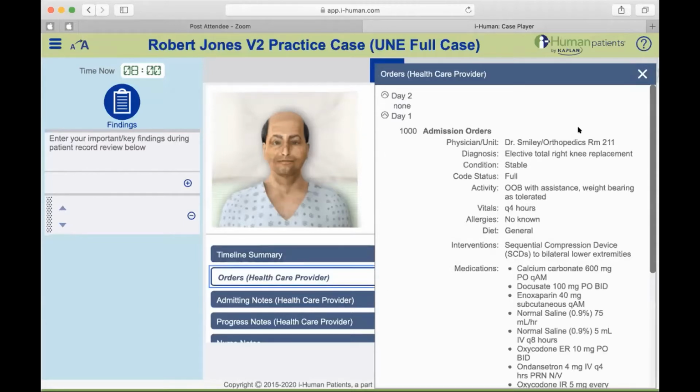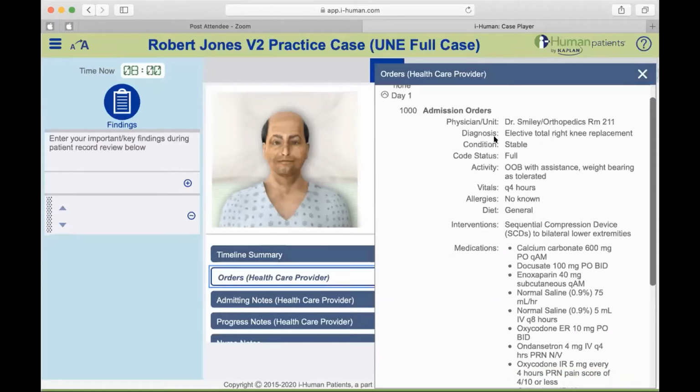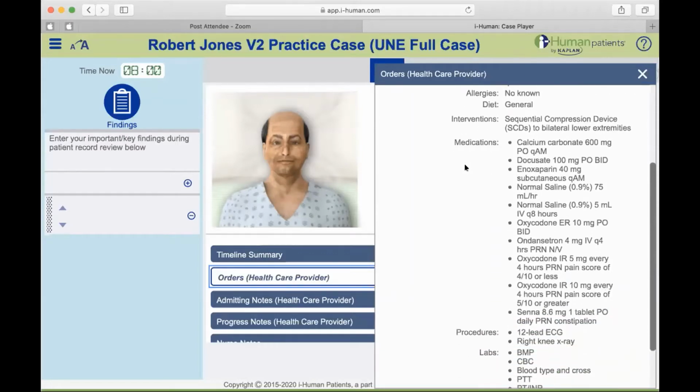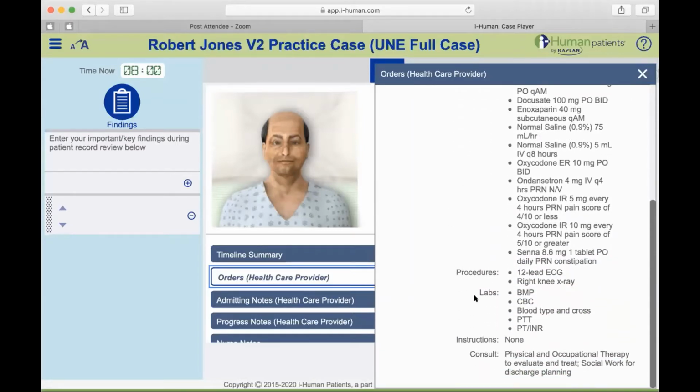Next, we have the physician orders. So Dr. Smiley is the orthopod. Robert was here for an elective total right knee replacement. We identify his condition and his code and activity level. Medications are listed, as well as procedures and labs and consultants or consults that were ordered. So physical therapy, occupational therapy, and social work. As we're reading through here, we want to pick up on, again, key findings that will direct our nursing care. So looking at a PT consult, we'll want to make sure we drill down into that a little bit more.